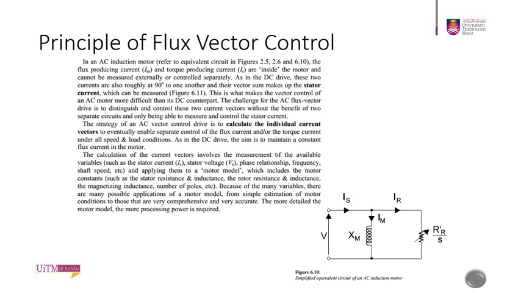The calculation of the current vector involves the measurement of the available variables, such as the stator current, the stator voltage, the phase relationship, the frequency, and shaft speed, and applying them to the motor model, which includes the motor constants. Okay, so all the stator resistance, the inductance, rotor resistance, all that. Because of the many variables, there are many possible applications of a motor model, from simple estimation to a more complicated, comprehensive and more accurate detailed motor model.